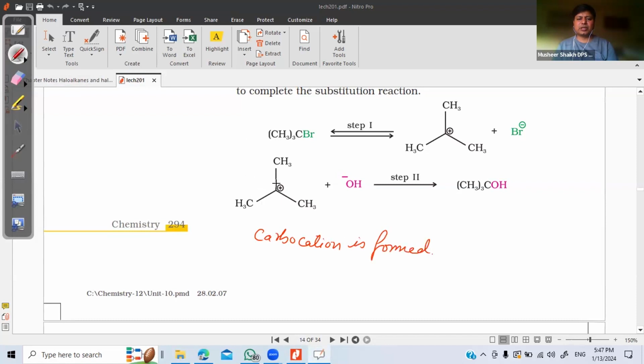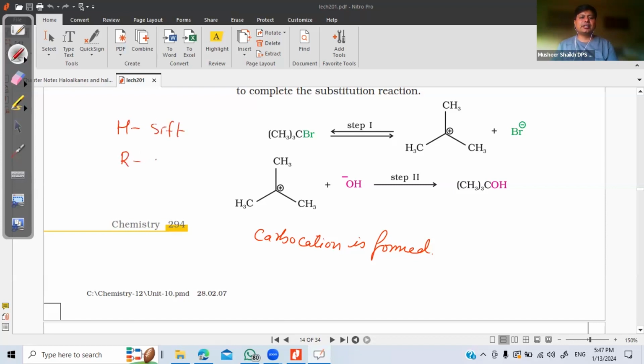Now, this is a carbocation. Whenever we make a carbocation, you must take a pause. Do not complete the reaction. Don't be in a hurry to complete the reaction. Even if you know the answer, take a break there, take a pause. Look at the carbocation and think, can you make a further stable carbocation by hydrogen shift or alkyl shift?